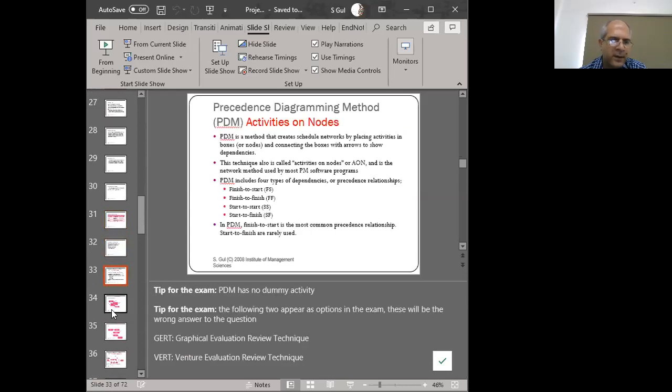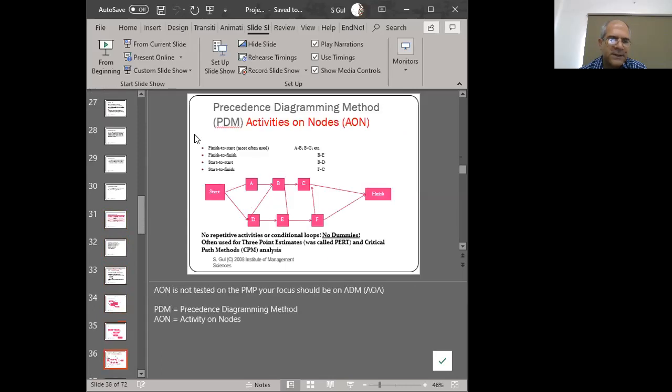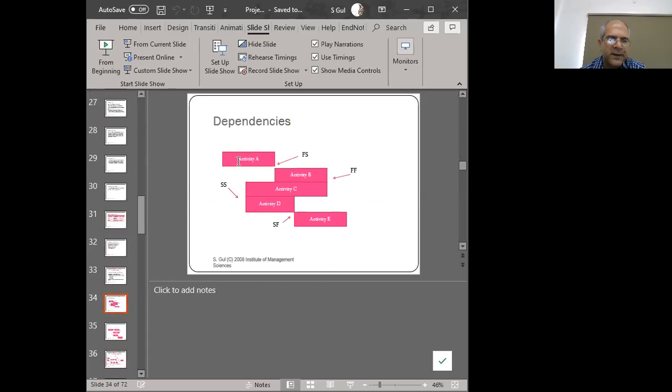Now, if you remember, these are the dependencies that we had. I just messed up the diagram, right? Activity A is going to finish before B can begin. This is called a finish to start dependency. A and B and C are going to finish together. So this is a finish to finish dependency. C and D can begin together. So this is a start to start dependency.